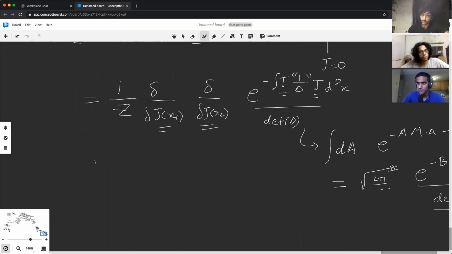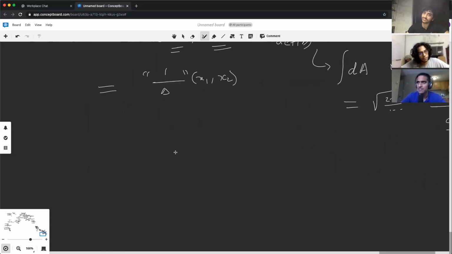And what does it give me? Well, sorry, I take the limit J equals 0 in the end, because J was a fiction that I invented for my calculation. And it gives me, in quotes, 1 over delta of x1, x2. So what does this expression mean? Obviously, dividing by a differential operator doesn't make any sense.